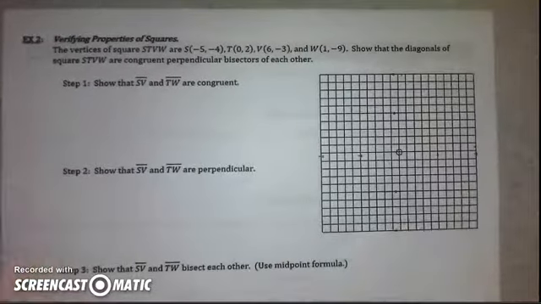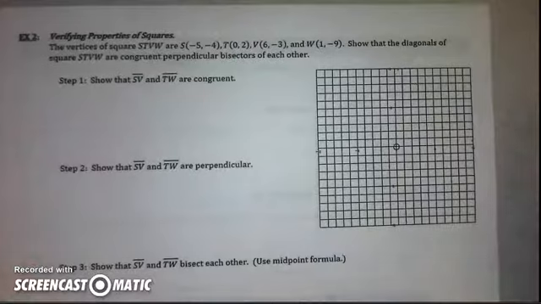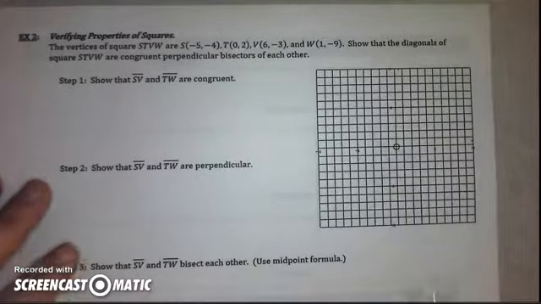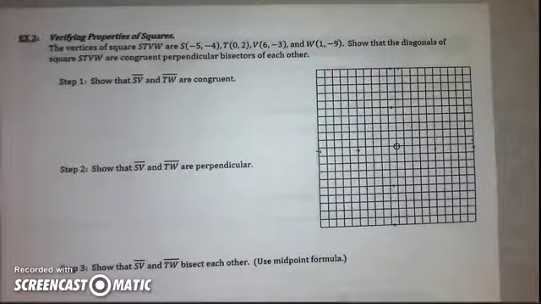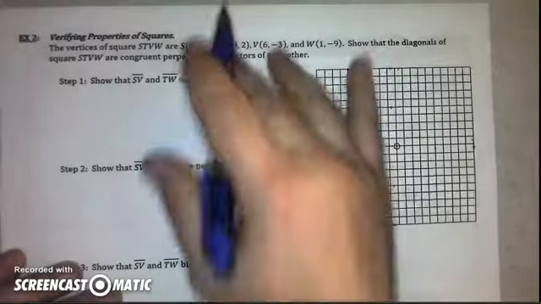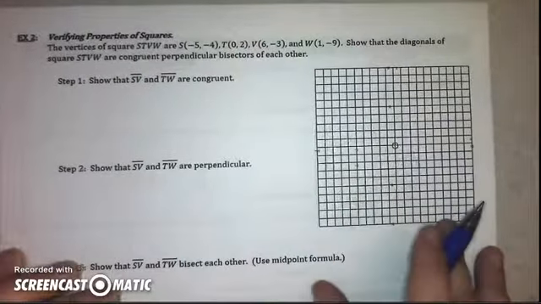All right, so that leads us to example two, verifying these different properties of squares. We're going to work through example two kind of slowly. This will probably be the last example covered in this video, and the rest of it we'll pick up with in class. But let's talk about using some stuff in the graph here.